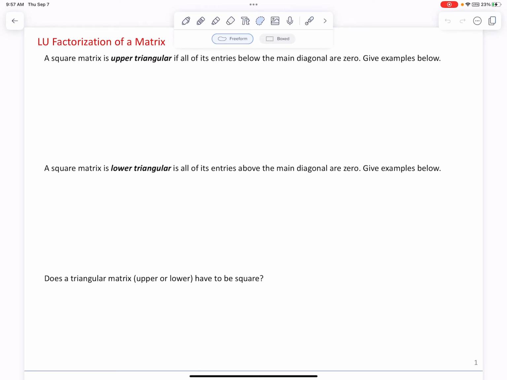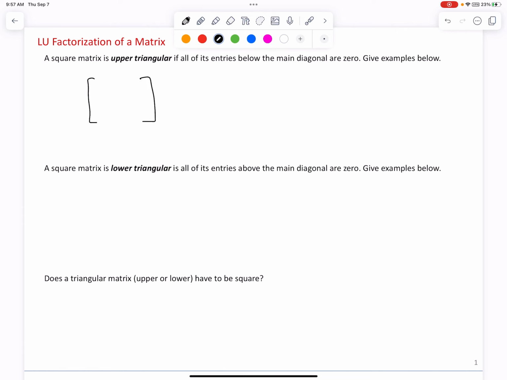Hello, linear algebra students. Today's video lesson is on the LU factorization of a matrix. Now, a square matrix is upper triangular if all of its entries below the main diagonal are zeros. Give some examples below. So let's do a 3 by 3 matrix.